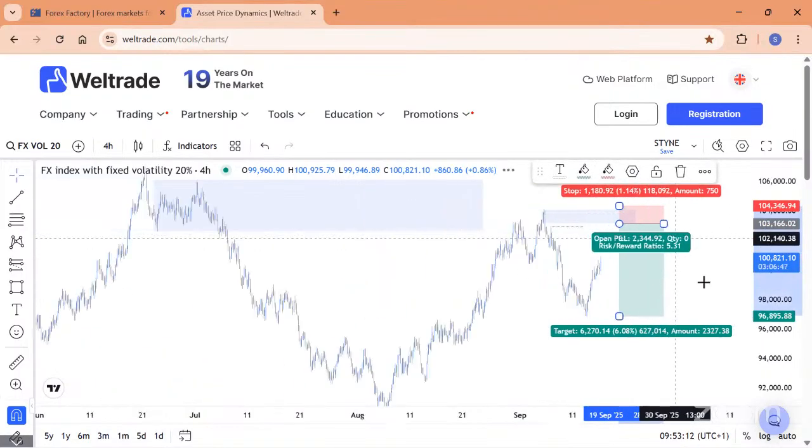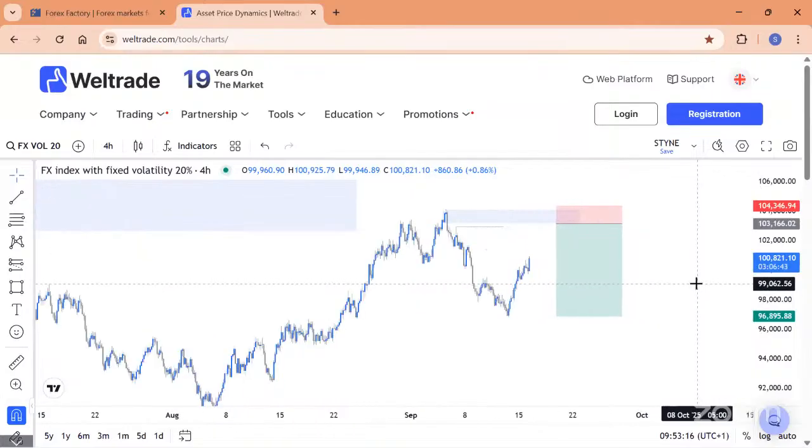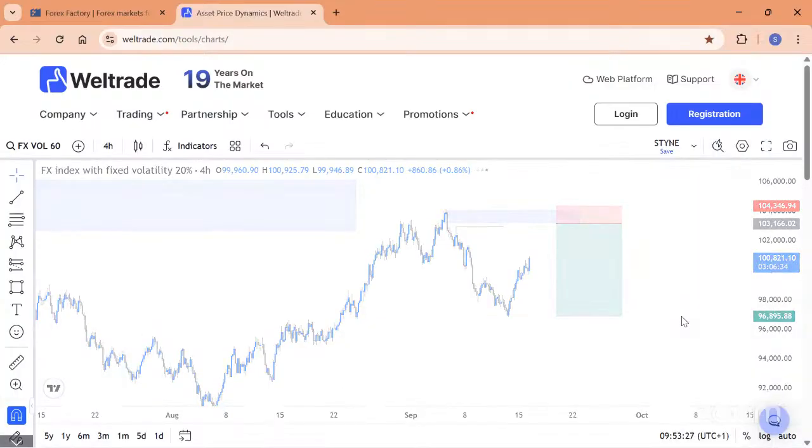I'll wait for price to come there first before I trigger the trade, because that's how price returns to your order block. You need to be very careful with your entry. Okay, so that's FX Vol 20, 40, and what do we have for 60?